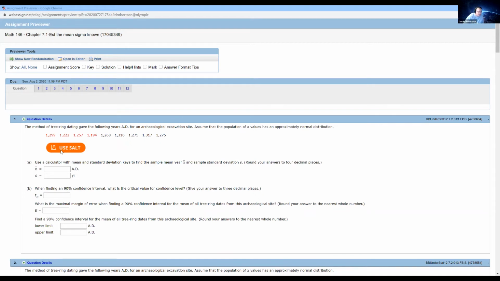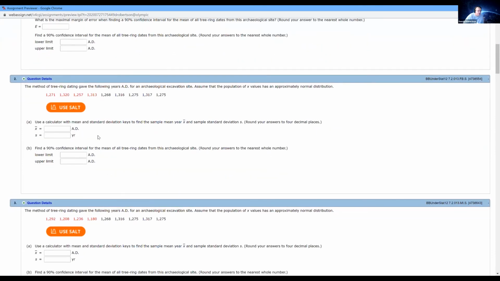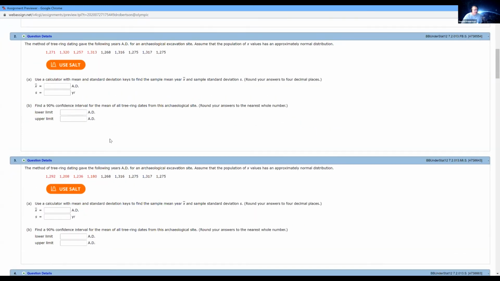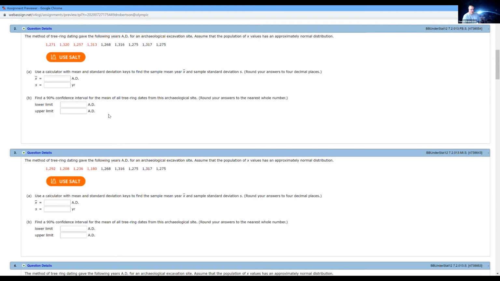So here is a set of data. You can read about that if you want. Use your calculator with mean and standard deviation keys to find this value. Oh, that one shouldn't be there. Darn it. Okay, I'll make sure I get rid of one. I didn't realize question 1 had you go to the back of the book and find that magic t-score, right? So back to this one. There we go. Here is a set of data, which is the one that we should have started on.